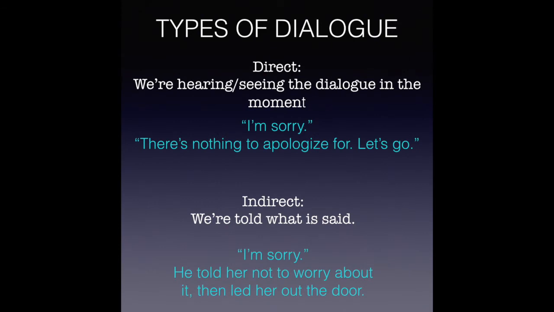If we want to really drill down, we can break dialogue down into two types. There's direct dialogue. For example, "I'm sorry." And then someone else answers, "There's nothing to apologize for." Or indirect dialogue. "I'm sorry," someone says. And then in the book, instead of having a reply, we say, he told her not to worry about it, then let her out the door. We know that he said something because it says so, but we don't know exactly what he said, just the effect of it. So which is better?